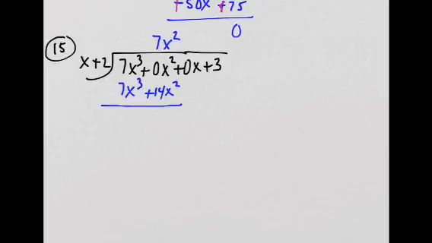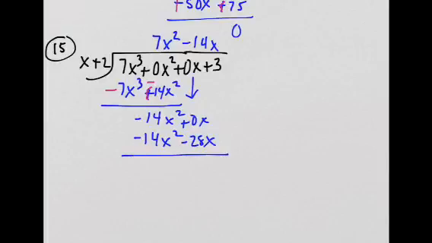So now we're going to subtract, so we add the opposite. So that changes to negative. So 0 minus 14 is negative 14. We bring down the next term. x into negative 14x squared is negative 14x. We multiply. Negative 28x. We're going to add the opposite. That's subtraction. So then we get 28x.